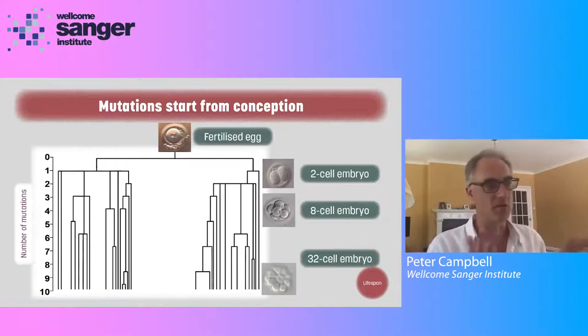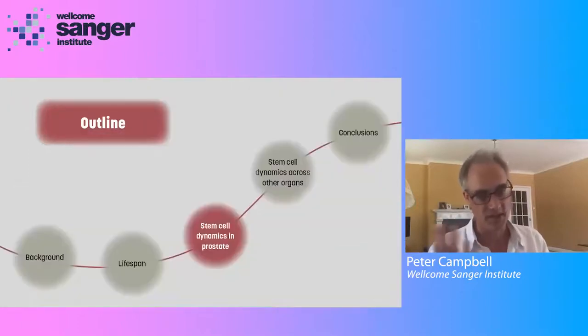And so really what this tells us is that somatic mutations begin to accumulate from the moment we're a fertilized egg, essentially. And that then gives us this very high resolution way of reconstructing lineages and lineage relationships amongst cells, which is what we've exploited in the data that I'm about to show you.